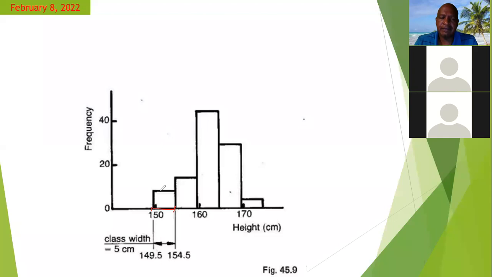Now, the height of the rectangle would be determined by the frequency of that class. So if that class has a frequency of, say, 8, and remember, we are using the same data, so remember that the first class has a frequency of 8, it means that the height of this bar would be 8 on our frequency.